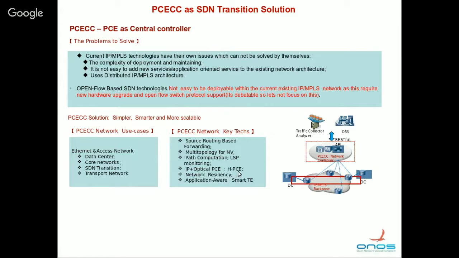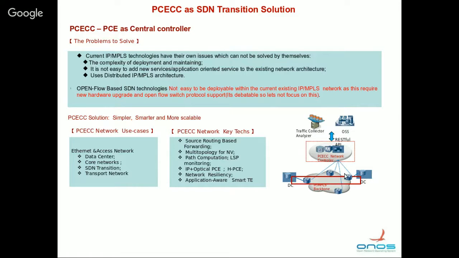It also has a hierarchy of PCE, which is nothing but a hierarchy of controllers. This can be used to achieve multi-topology or network virtualization. Okay, and we have network resiliency, like how our ONOS controller supports it if any of the network resources goes down or comes up, and we have application aware smart TE. Okay, these are the key features.